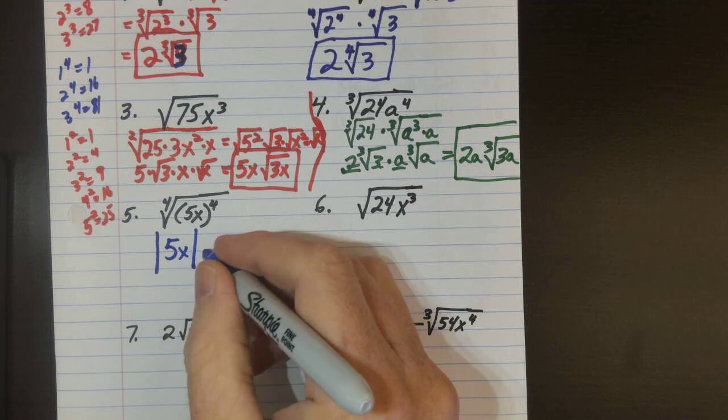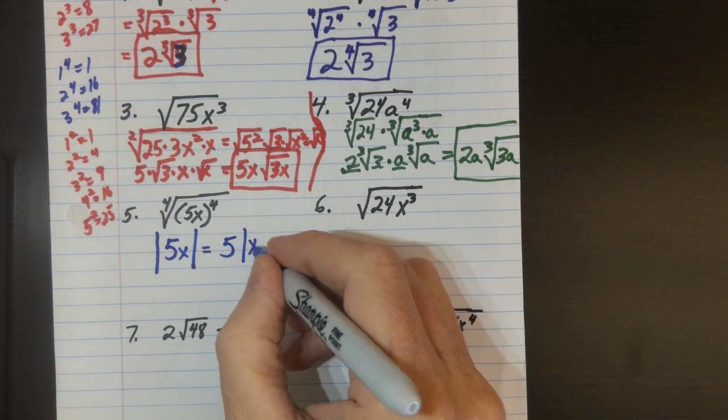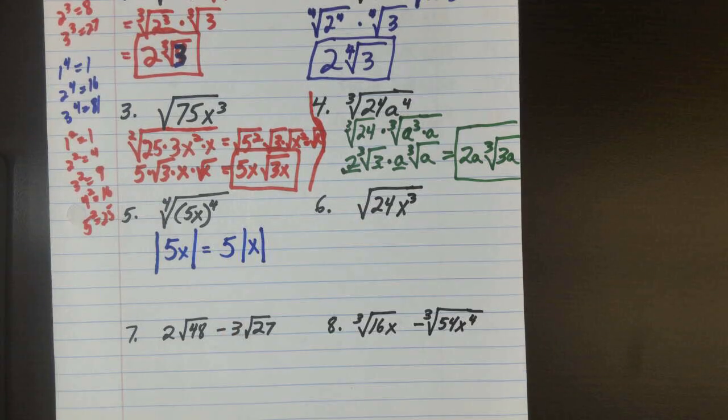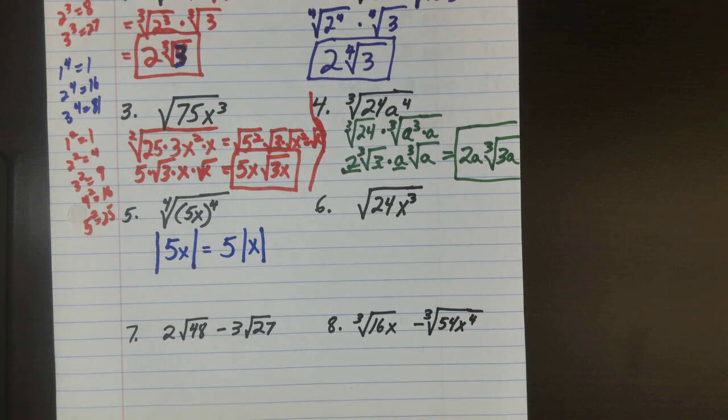And you could leave it like that, but actually, since 5 is positive, and x might be positive or it might be negative, I can just pull the 5 out of the absolute value and put the other part in. All right, now number 6, that is a square root.